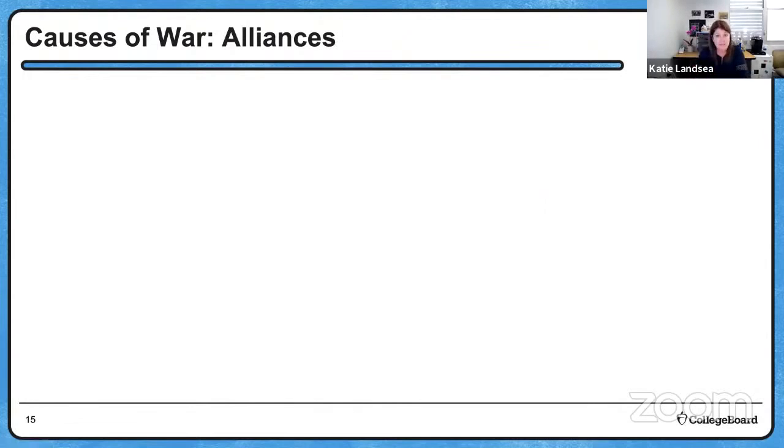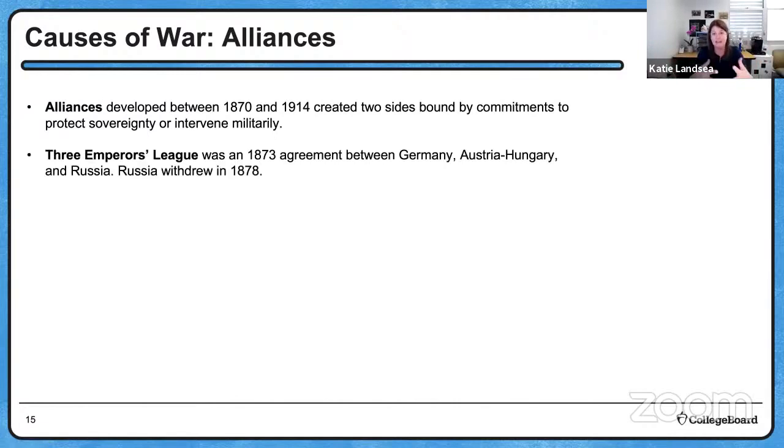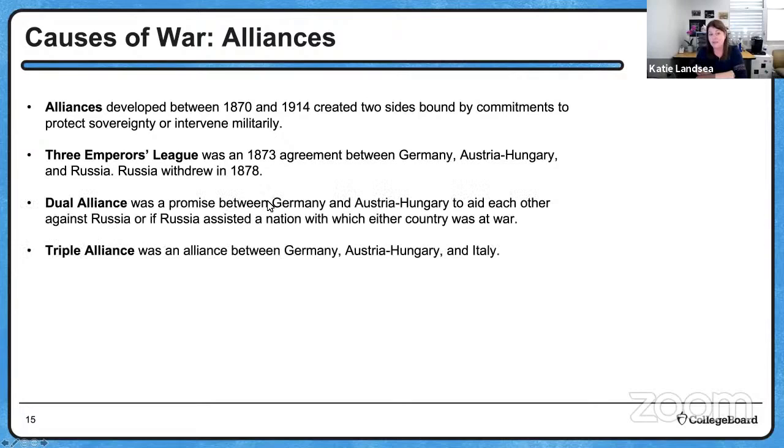Okay, there's a whole lot of stuff going on this slide that we're going to go through pretty quickly. There's a variety of alliances, friendships that are in place that bring other countries into this conflict and take it from being a localized issue into a global issue. These alliances developed between 1870 and 1914 created two sides bound by commitments to protect sovereignty or to intervene militarily. We had the Three Emperors League, an agreement between Germany, Austria-Hungary, and Russia, and Russia backs out of that in 1878. We have the Dual Alliance and the Triple Alliance.